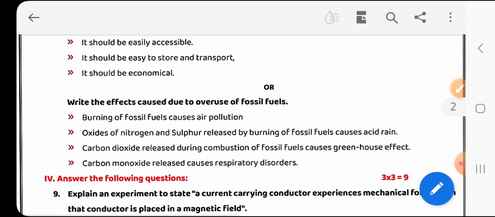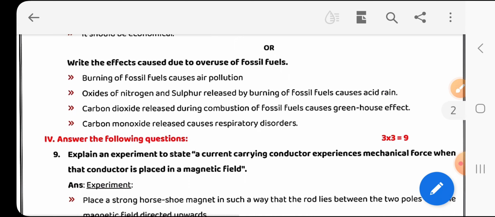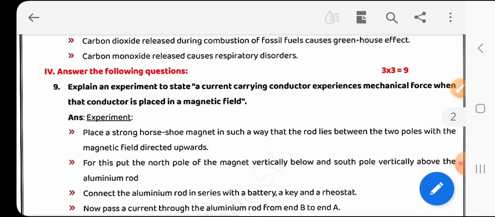Write the effects caused due to overuse of fossil fuels. Burning of fossil fuels causes air pollution. Oxides of nitrogen and sulfur released by burning of fossil fuels cause acid rain. Yes, this is the main reason. Carbon dioxide released during combustion of fossil fuels causes greenhouse effect. Yes. Carbon monoxide released causes respiratory disorders. So next question, 3 mark question.